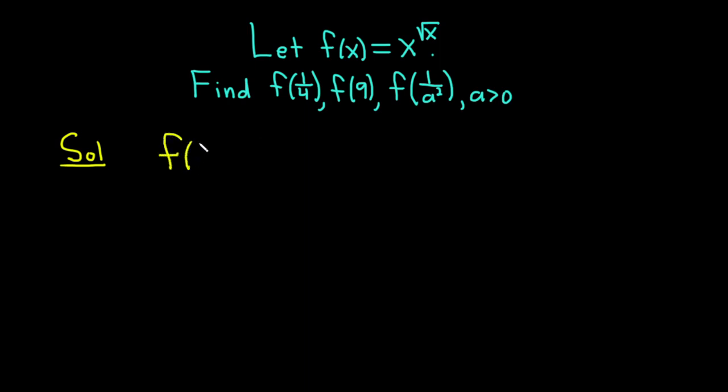F of 1/4 means that we want to evaluate our function f at the x value of 1/4. So we look at our formula for f of x, which is x to the square root of x, and we replace all of the x's with 1 over 4. So this is equal to 1 over 4, I'm going to put parentheses here, and then the exponent is the square root of 1/4. So this is equal to 1 over 4, and the square root of 1/4 is 1/2.